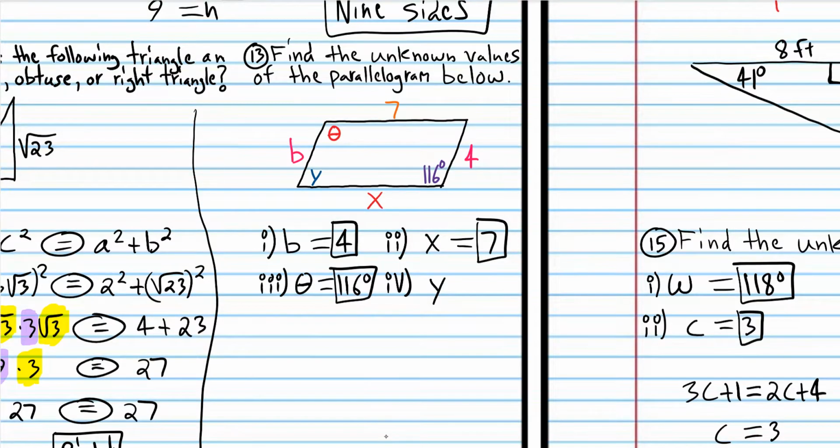Now to find y, we're going to use the parallelogram consecutive angles theorem, which tells us that consecutive angles, angles next to each other, are supplementary. So we know that y plus 116 must be equal to 180. And if we subtract 116 from both sides, we get 64 degrees. So y is equal to 64 degrees. If you got that one right, good job. So let's go on to number 14.